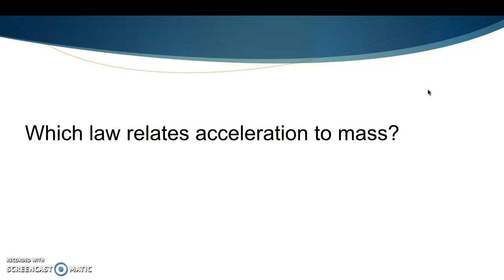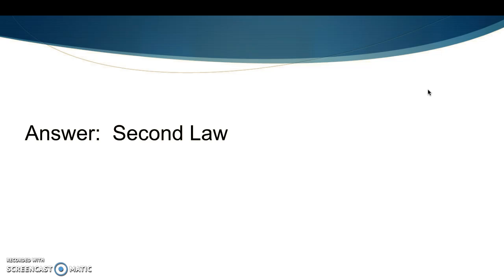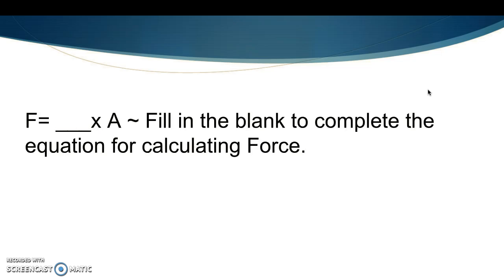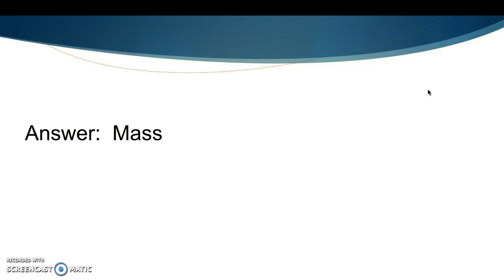Which law relates acceleration to mass? Pause the video now. The correct answer is Newton's second law. Force is equal to mass times acceleration. F equals blank times A. Fill in the blank to complete the equation for calculating force. Pause the video now. The correct answer is mass.